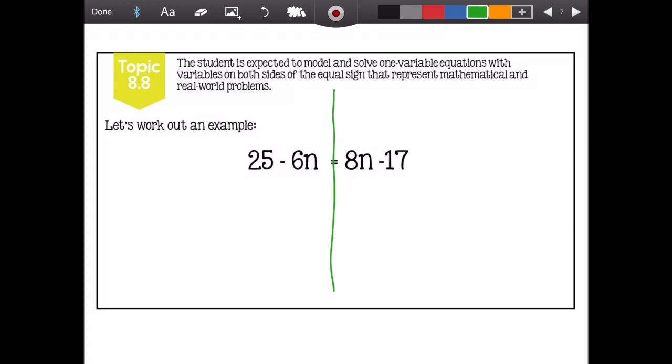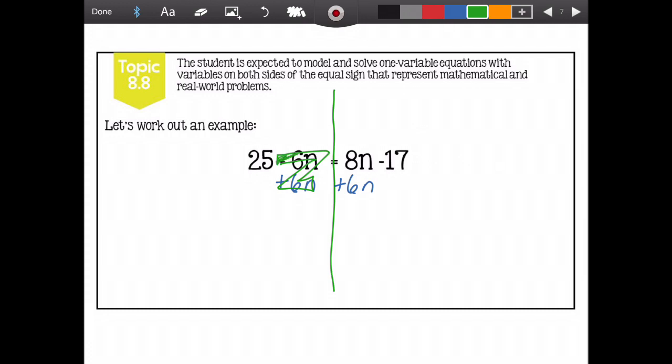And if I want to keep my variable positive, and again, n is just another letter, I'm going to add the 6n. I'm going to collect all my variables to the right side so it remains positive. So the inverse operation of subtraction is, hopefully you said addition. So instead of subtracting or having those negative 6n's, I'm going to add positive 6n to both sides. Okay, now again, this minus and this plus creates that zero pair.